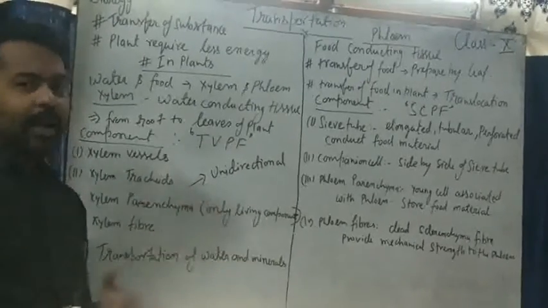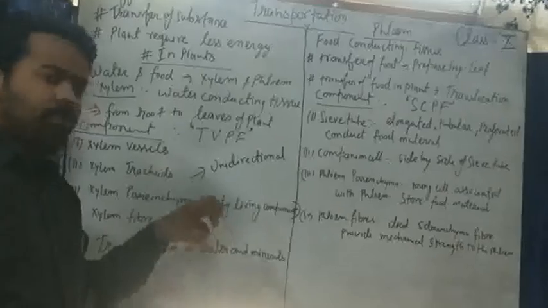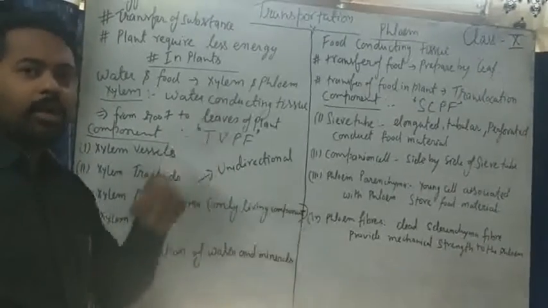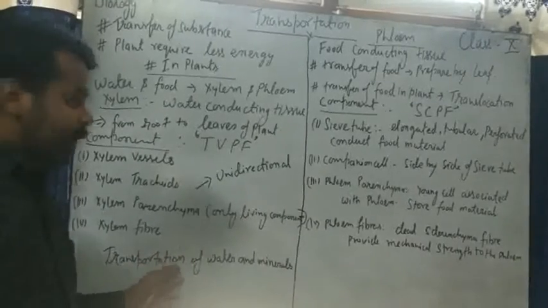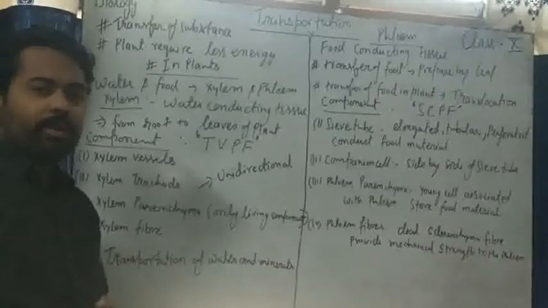Xylem works unidirectionally. It means it absorbs water from root and sends it to the leaves of the plant. Xylem helps in transportation of water and mineral for the plant.